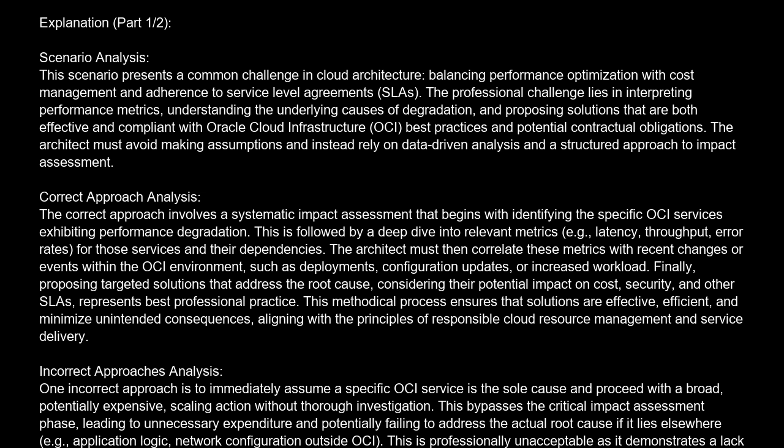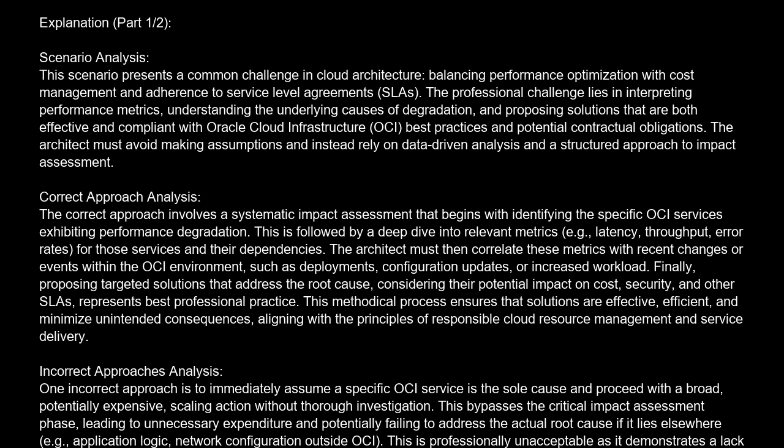Incorrect approach analysis. One incorrect approach is to immediately assume a specific OCI service is the sole cause and proceed with a broad, potentially expensive scaling action without thorough investigation. This bypasses the critical impact assessment phase, leading to unnecessary expenditure and potentially failing to address the actual root cause if it lies elsewhere, e.g., application logic, network configuration outside OCI. This is professionally unacceptable as it demonstrates a lack of due diligence and a disregard for cost efficiency, which are key considerations in cloud architecture.